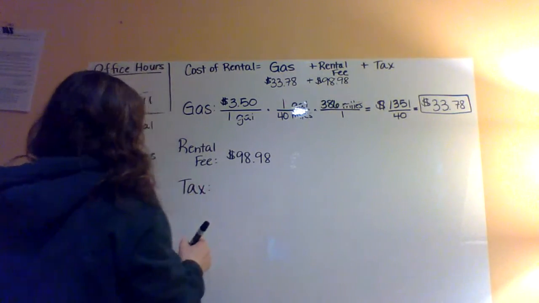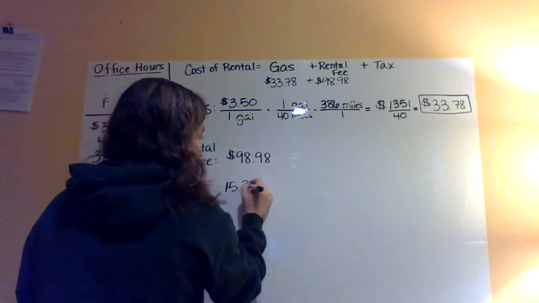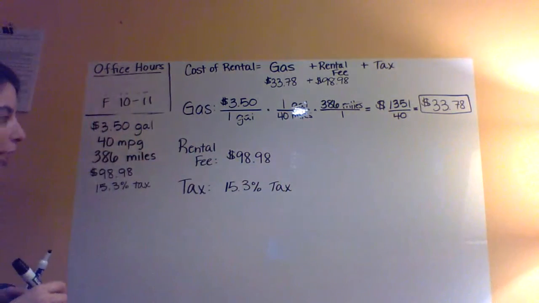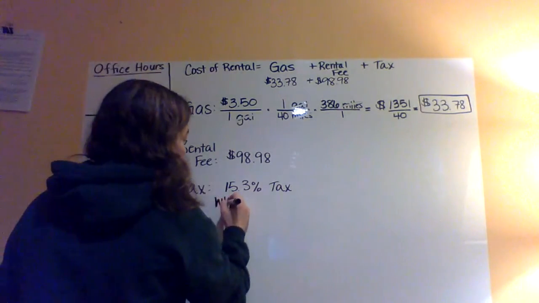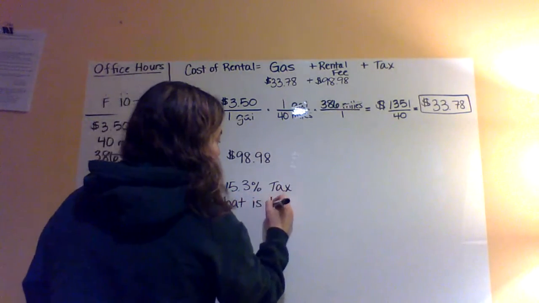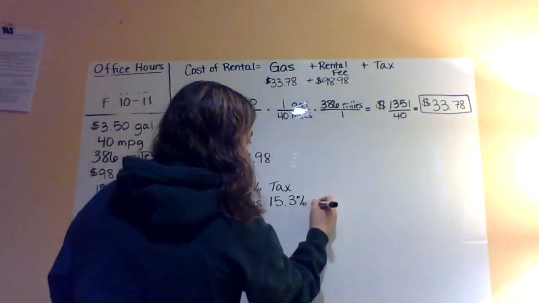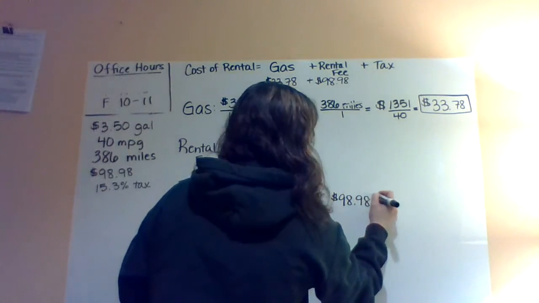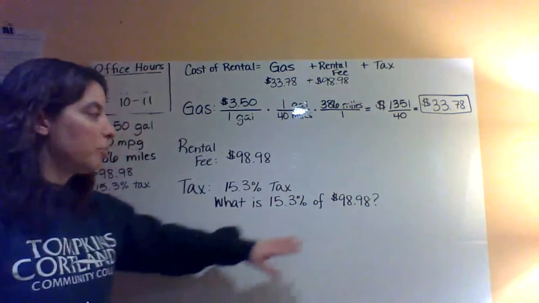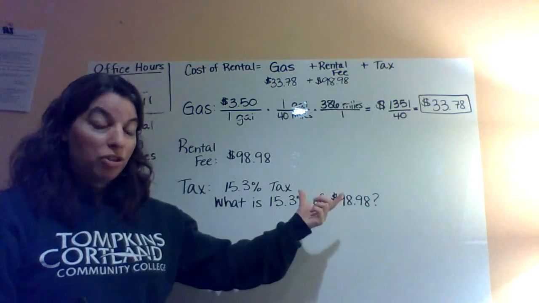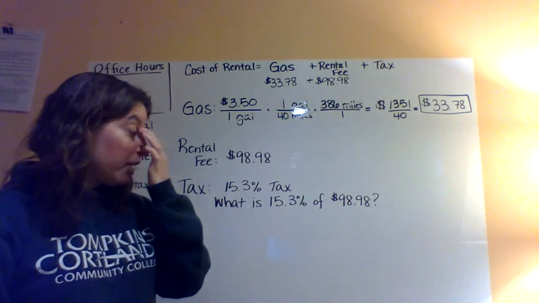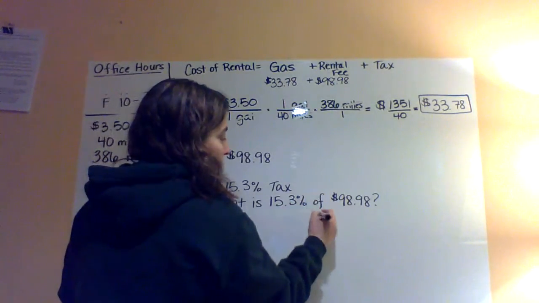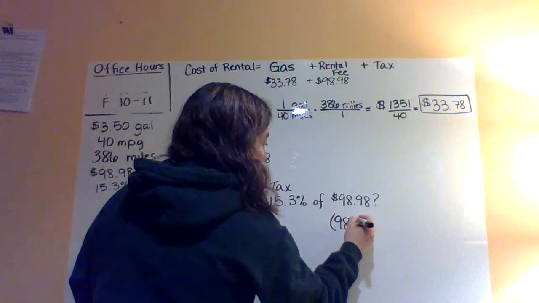So we have 15.3% tax. Think back to when we did percents earlier in the semester, in Module 1. What we're really saying here is we want to find out what is 15.3% of 98.98, right? We want to know what 15.3% of this is, and that's going to be the chunk of it that's the tax. So a couple things to remember. Whenever we have of with percents, decimals, or fractions, that means to multiply. So I'm going to be multiplying 2 things.